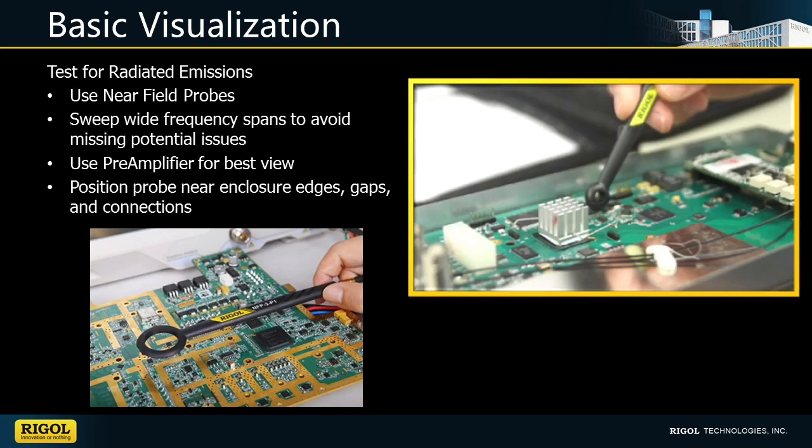Our first test in basic visualization is looking for radiated emissions. Here we typically use a near-field probe, like one of these loop-type probes you see in the pictures. We can sweep wide frequencies. This helps us avoid missing potential issues that might be outside of our span. Typically we use features like preamplifiers to give us the best view. One of the keys is to make sure we position our probe near edges of the enclosures, gaps, connections, things that might act as antennas for our radiated emissions. Let's go ahead and take a look at a quick video on this.